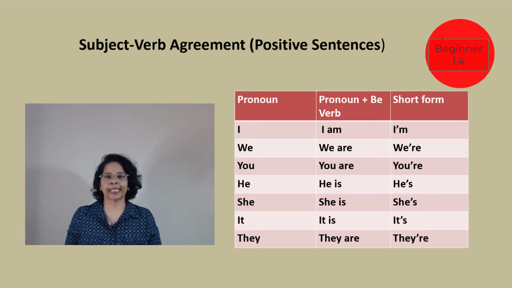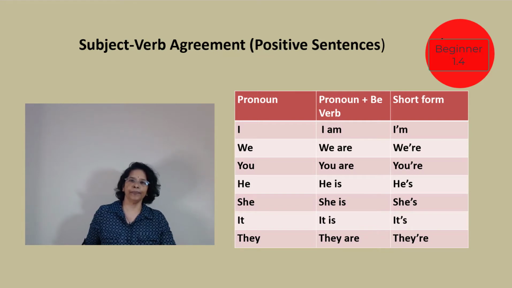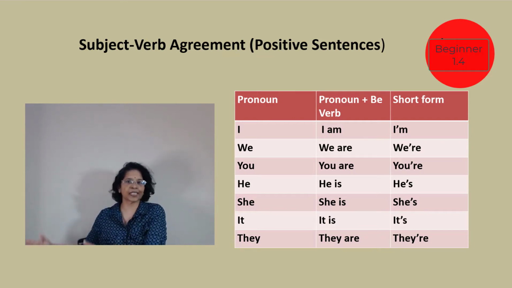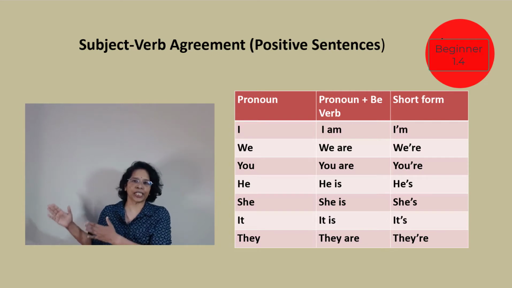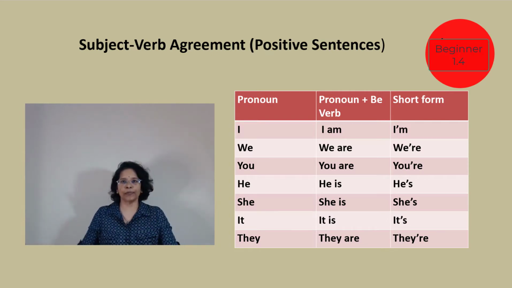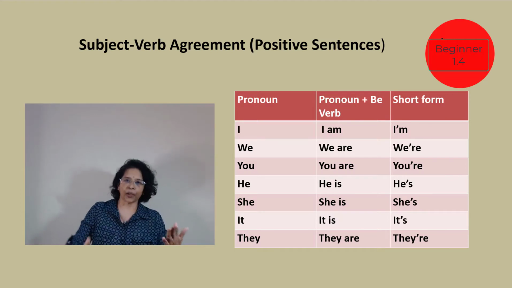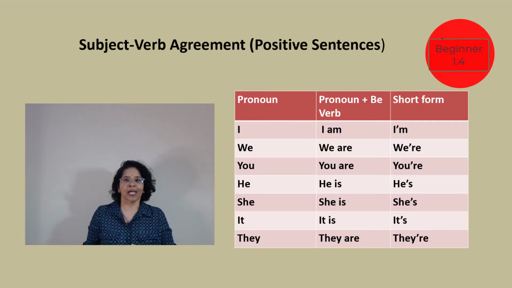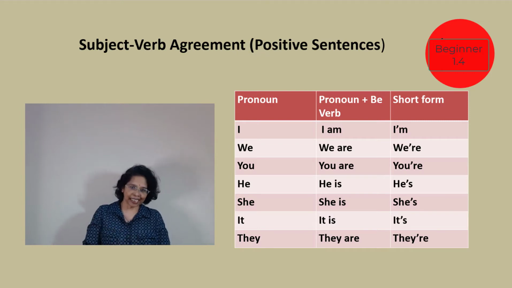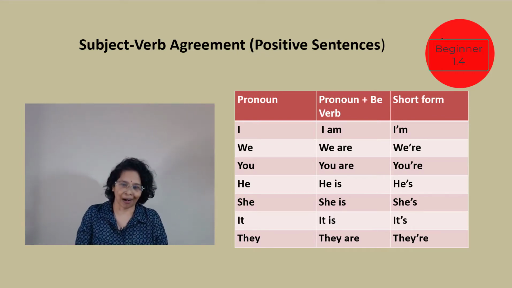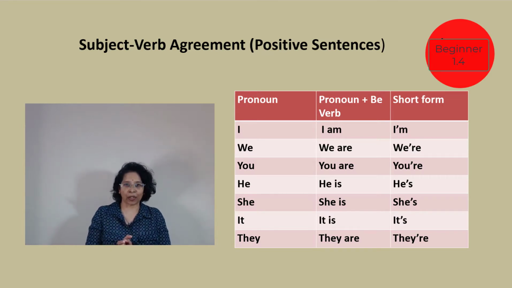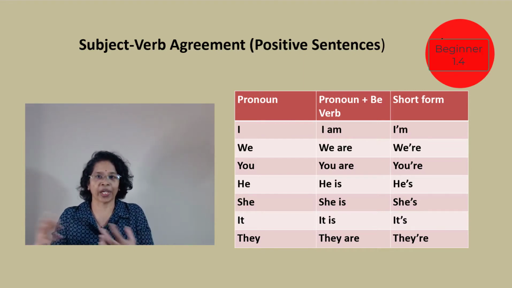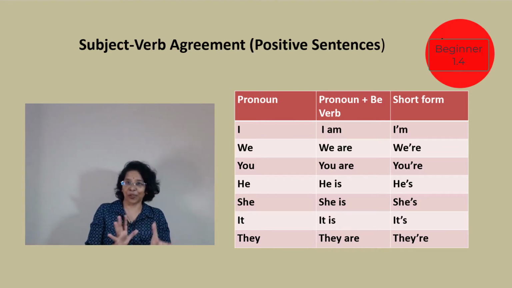So as you can see, you have the first column: I, we, you, he, she, it, they. And in the second column, you have the pairing of the pronoun and the be verb. So I am, we are, you are, he is, she is, it is, they are. This is the correct pairing. You cannot say I is or you is. It is I am, we are, you are. I know you get what I mean.